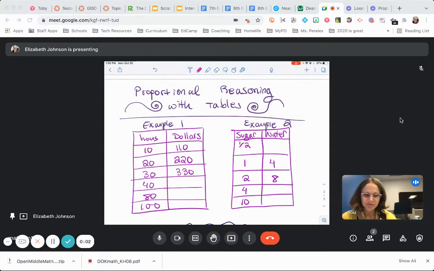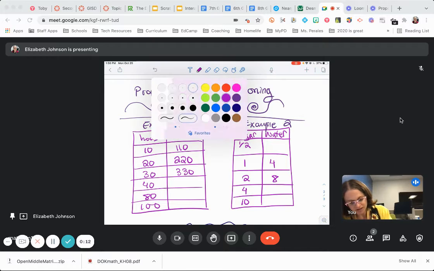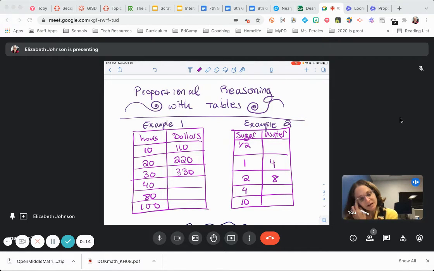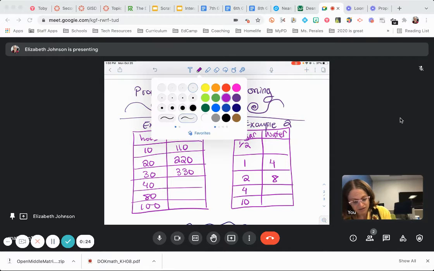Another practical use of proportional reasoning is looking at tables. I've got two examples here. In example 1, I have the number of hours that somebody works and the number of dollars that they earn. And just like we did with the proportions, what we want to look for in these tables is to see, are they proportional? Do they represent a proportional relationship? And here's how you can tell.